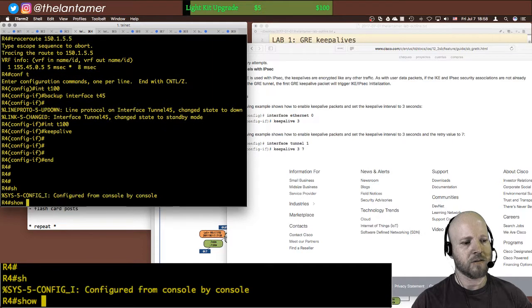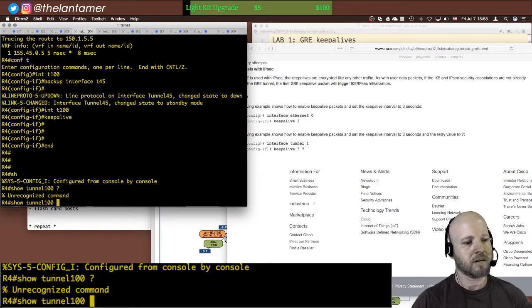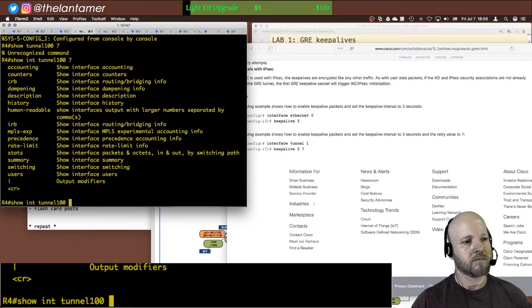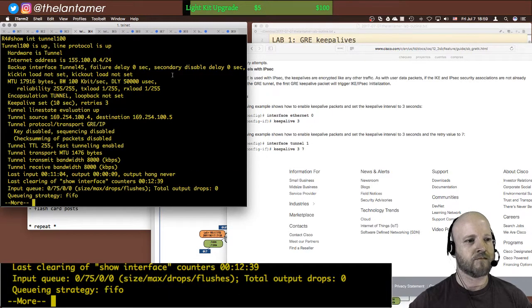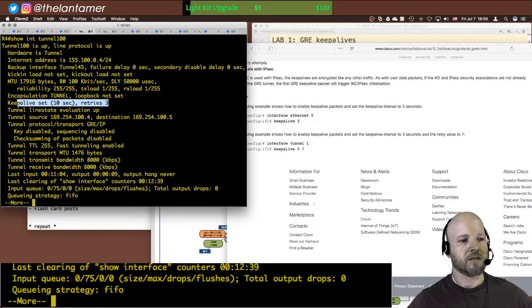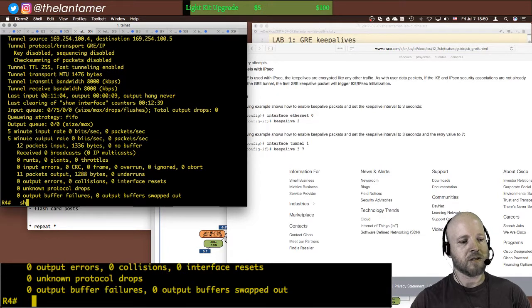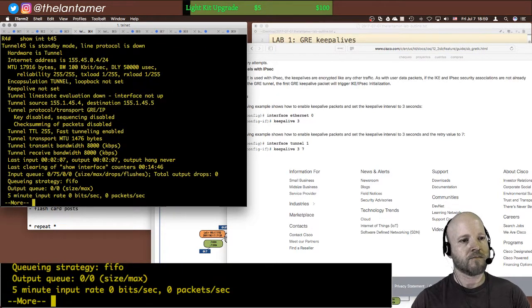All right, so show tunnel 100. Hardware is tunnel. Backup interface tunnel 45, failure delay 0 second. Keep alive set, retries 3. That's a default. Tunnel source, tunnel destination. So show interface T45, down, as we would expect.